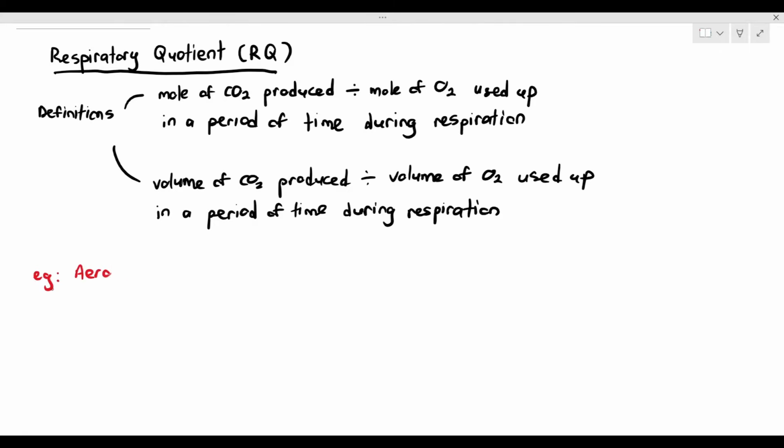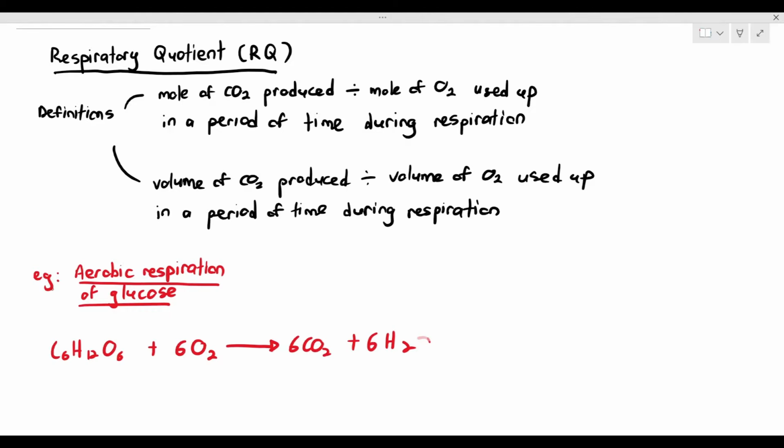So in the aerobic respiration of glucose, as you can see here, C6H12O6, which is glucose molecules, requires 6 oxygen molecules. And when it's broken down completely, it will produce 6 molecules of carbon dioxide and 6 molecules of water. You can represent the 6 oxygen, 6 carbon dioxide, and 6 H2O as moles as well, 6 moles.